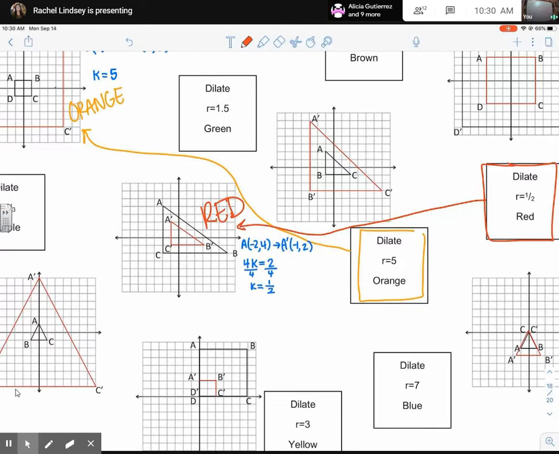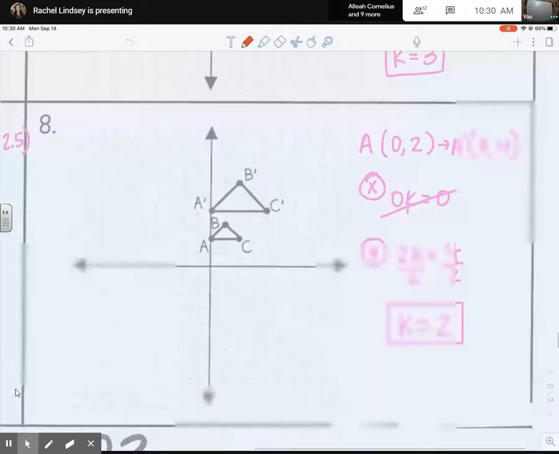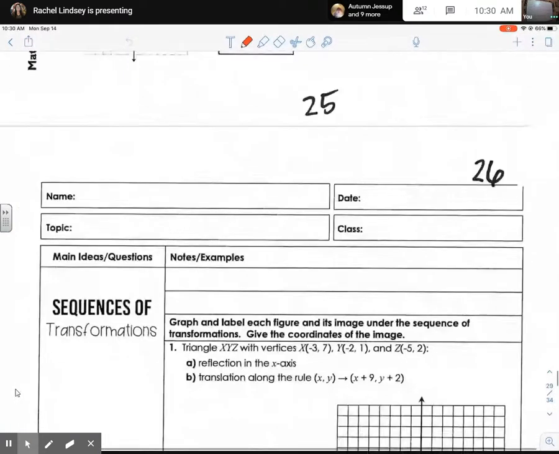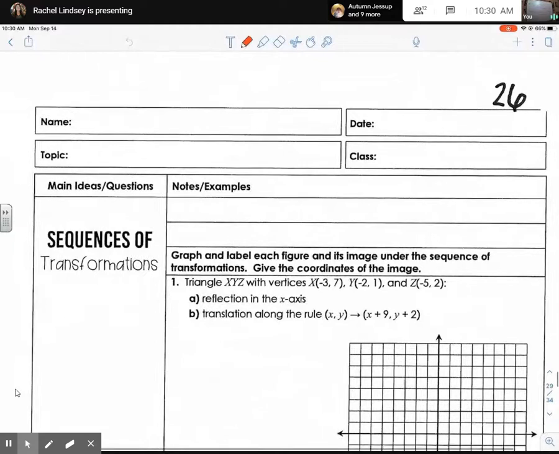Okay. Go back. So on page 26, a sequence of transformations is when 2 or more transformations are combined to form a single transformation.